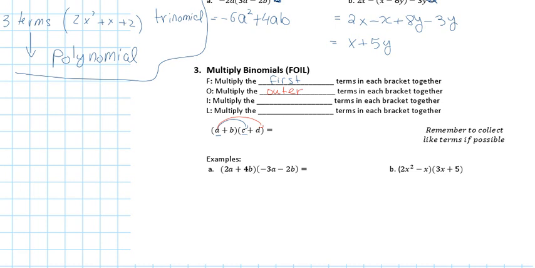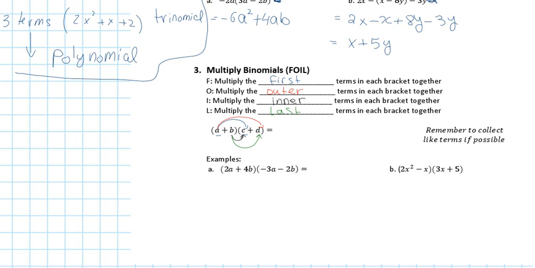Okay. Now, so I'm going to multiply my first terms, then my outer terms. Okay? I stands for inner, the inside terms. So my two inside terms, the ones that are in the middle, and then L stands for last, okay? So that means the last term from the first bracket times the last term of the second bracket, okay?